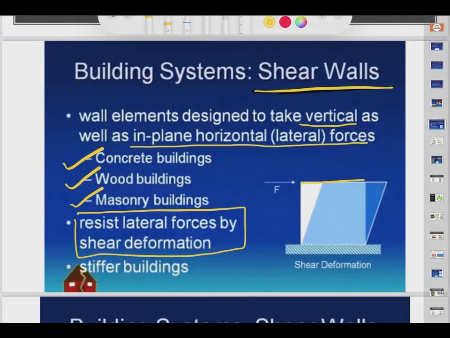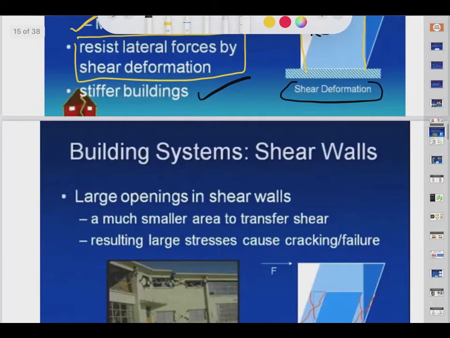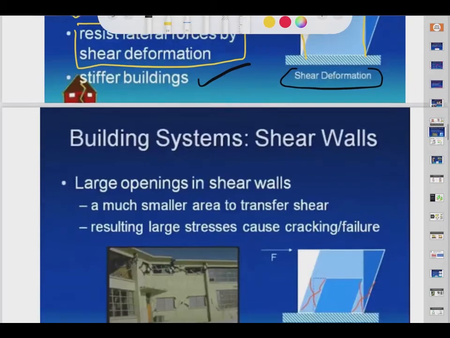Just like this wall shown here. This entire wall is made up of RCC, and when some lateral force of magnitude F is applied here, it undergoes shear deformation, and by shear deformation it resists the lateral force and makes the building stiffer, but not rigid. Stiffer means high stiffness, but the building is not rigid here.